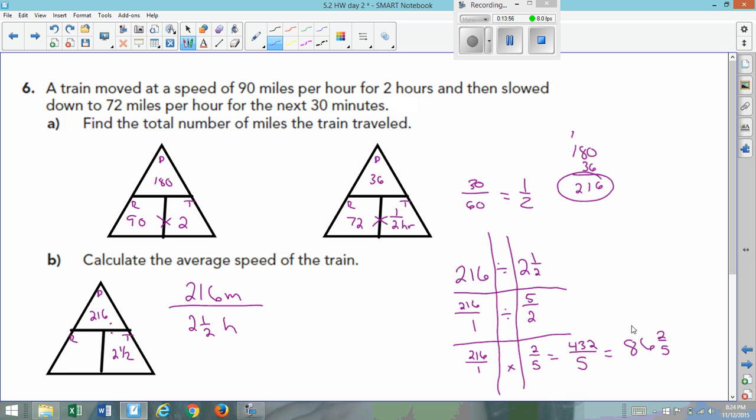And when you reduce that down, 86 2/5. I'm going to quickly see if I can get this done. 432 divided by 5 goes in 8. We get 40. 32 goes in 6. Get 30. Get 2 left over, so it is 2/5. That is the answer. I hope this helps.